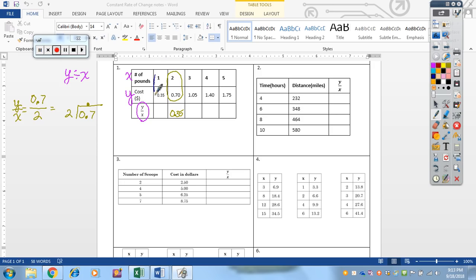All right, let's do this one. Y divided by x. What's y this time? 35. And x. Any number divided by 1 is just itself, right? So you don't even have to do that division. Go ahead and do the next one. Y divided by x. Oops, I already made a mistake. That's what I get for not paying attention.